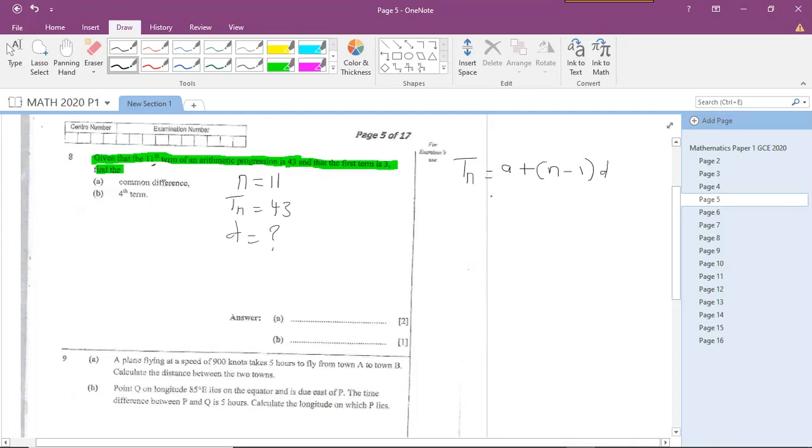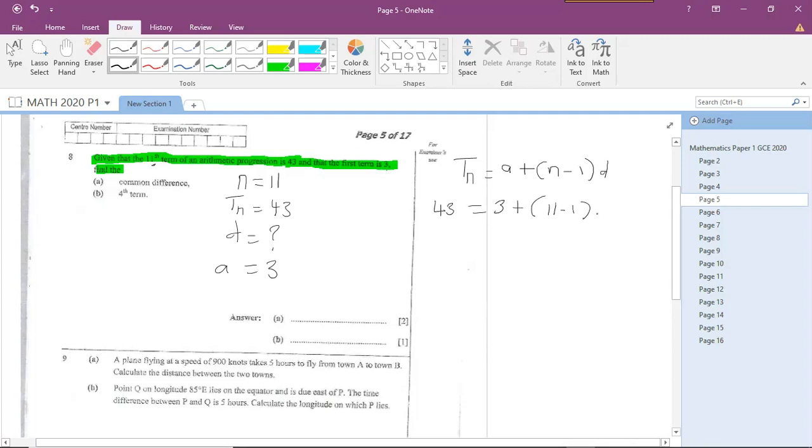How do we substitute into this formula? We have the variables there. Where there is a Tn, we're going to put 43. The first term has been given, so A is 3. So where there is A, we're going to plug in 3, plus open brackets, n is 11, so we're going to say 11 minus 1, close brackets.